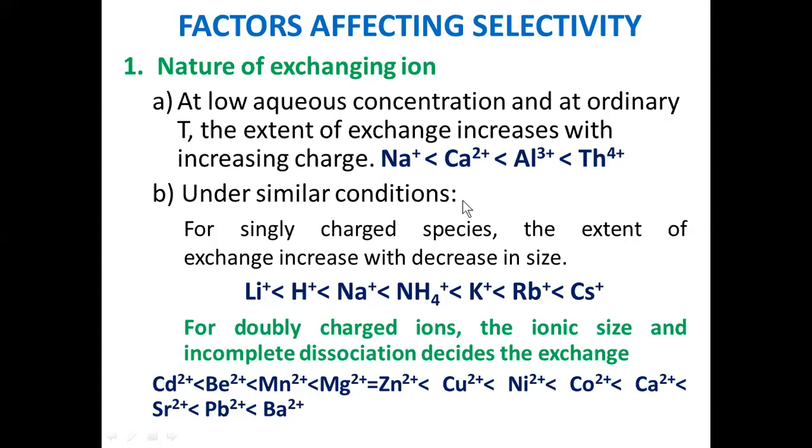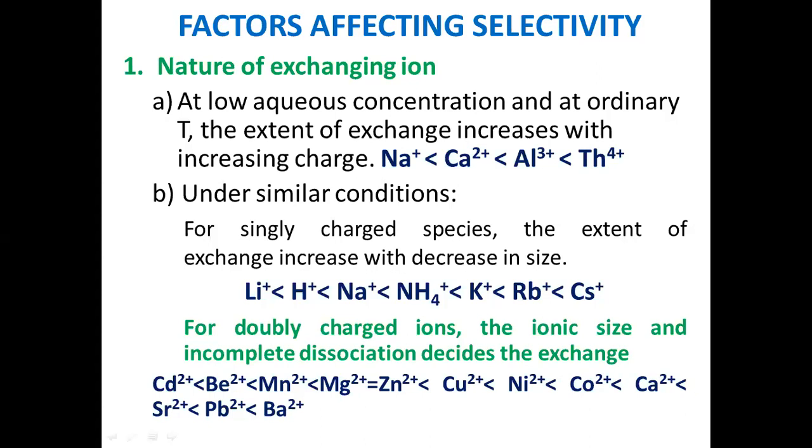So whenever you want to separate these ions by using a cation exchange resin which is present in hydrogen ion form, the first condition is you have to use dilute solutions of the sample containing all these ions, and separation can be done under ordinary temperature. So the exchangeability of the resin increases with the increased charge. As the charge on the ion is increased, the exchangeability of the resin will become more.